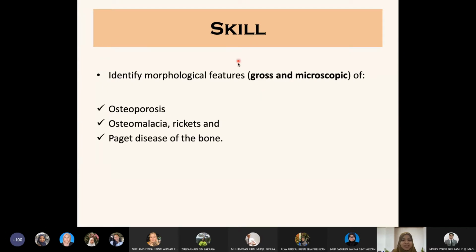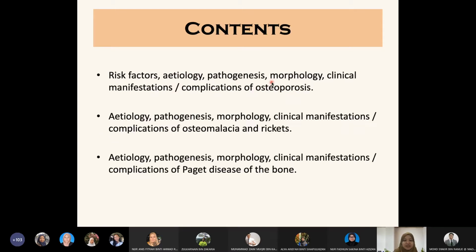And then for the skill, at the end of this topic, you have to be able to identify morphological features of all these three. When I say morphological, that means you have to know the macroscopic and microscopic, or the gross and microscopic, for each disease. Again, these are the contents that I will cover in this topic.